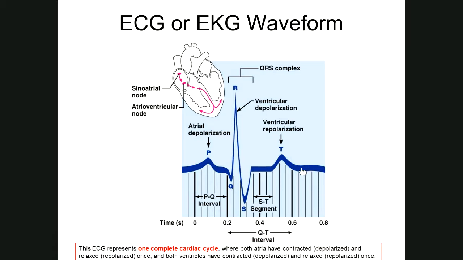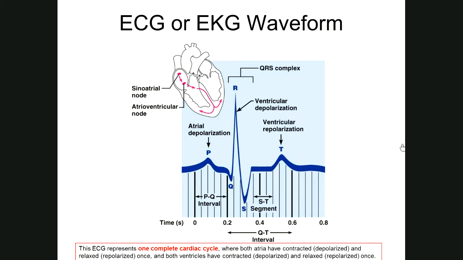What you're not seeing is atrial repolarization, which occurs behind this QRS segment here, or complex. This is such a large electrical event here, it masks or covers up atrial repolarization.